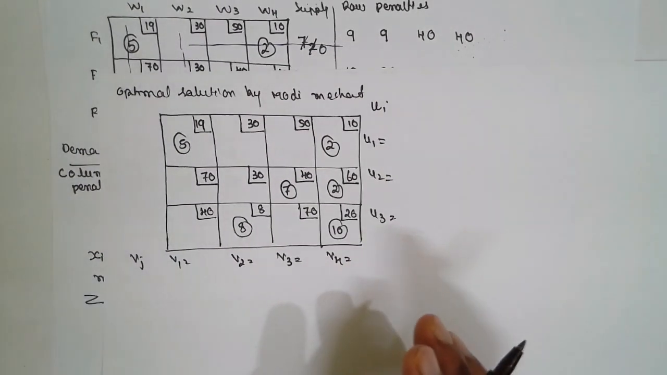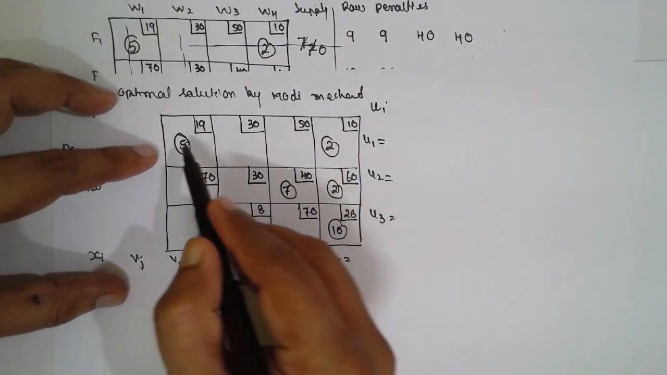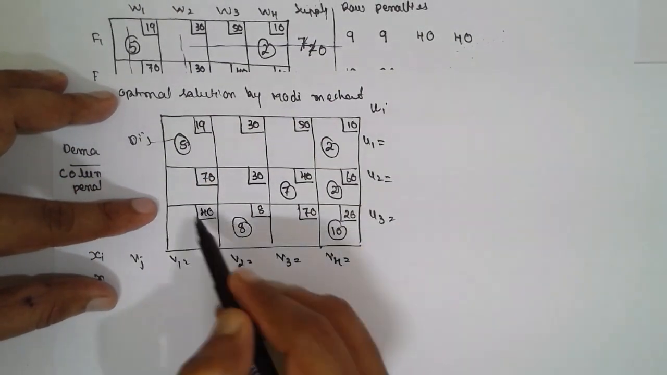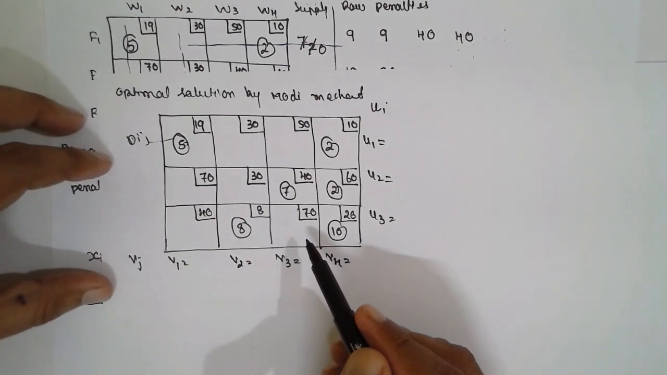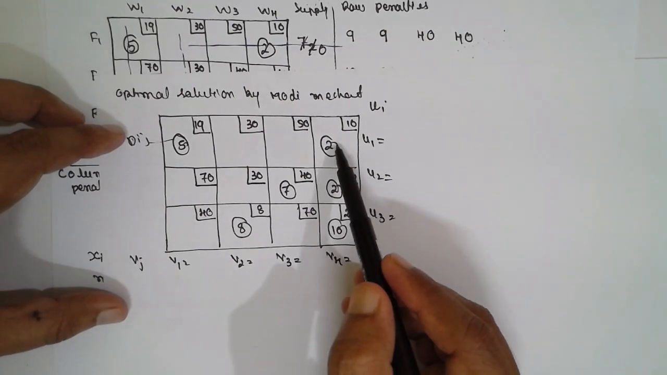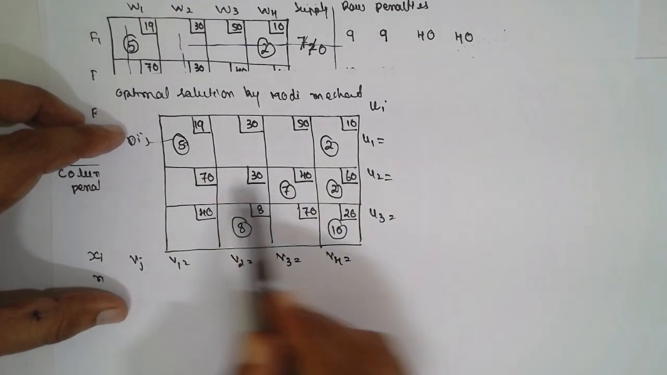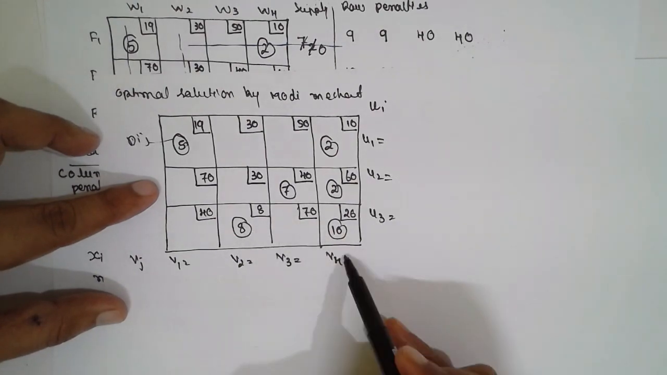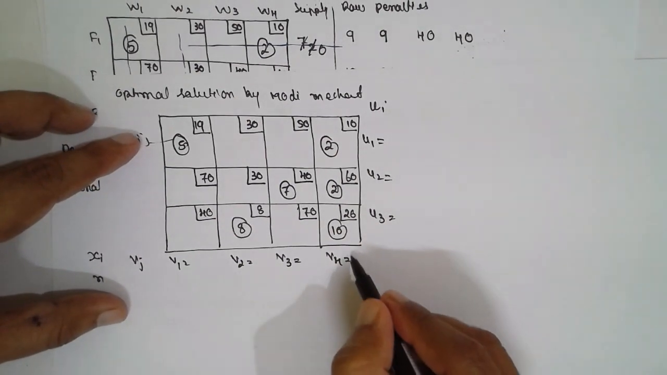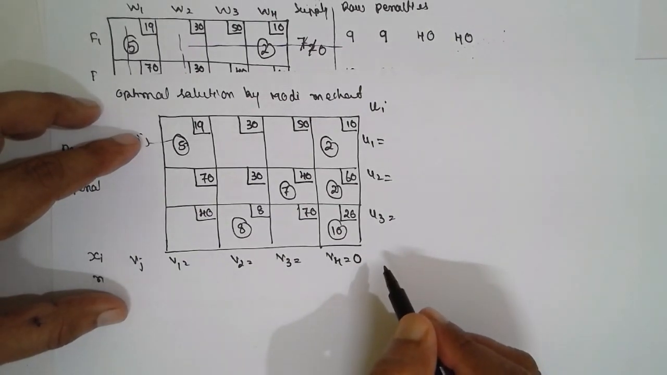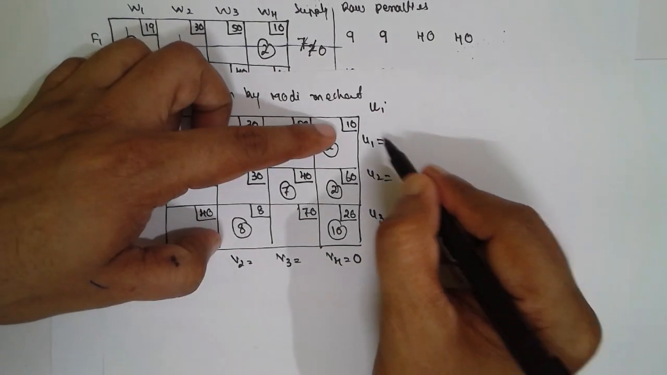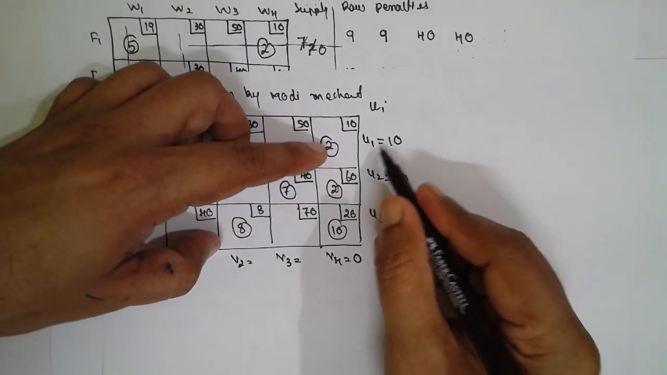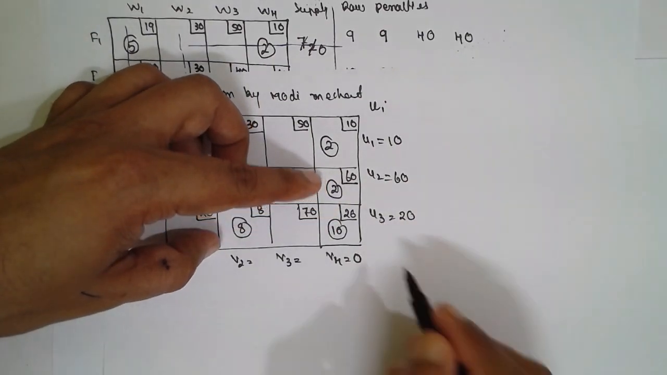Now see here, this we call as the d_ij values. We have to obtain the remaining d_ij values. Now see here, the number of circles in the vertical is maximum compared to the horizontal. If you go for horizontal, there are two occupied positions here. But vertically, there are three occupied positions. Therefore, I will consider this as zero. After considering this value as zero, in u1 write this value 10, u2 60, and u3 20.